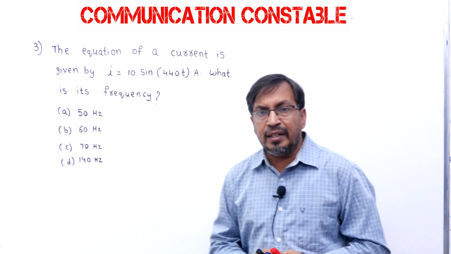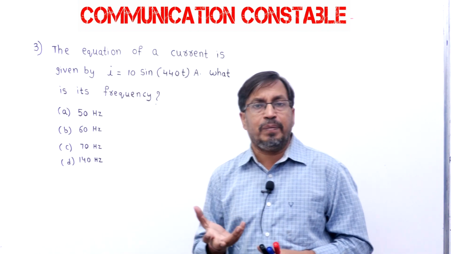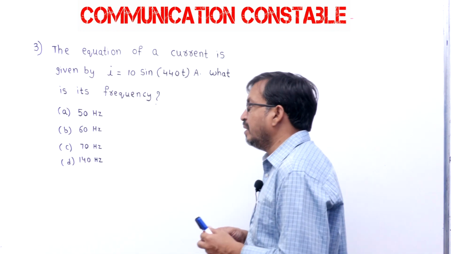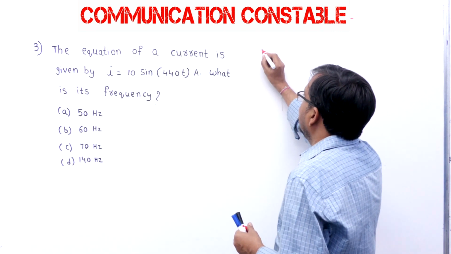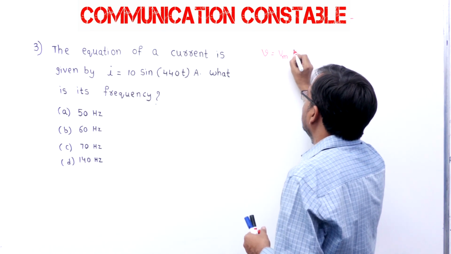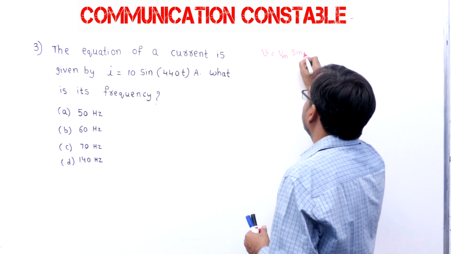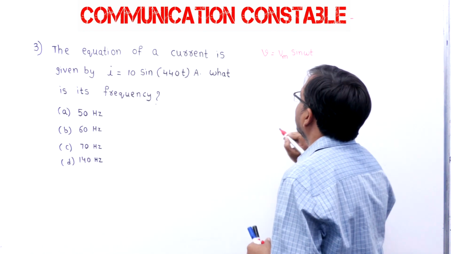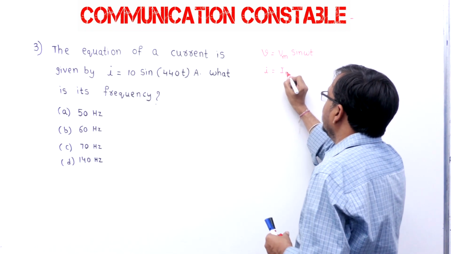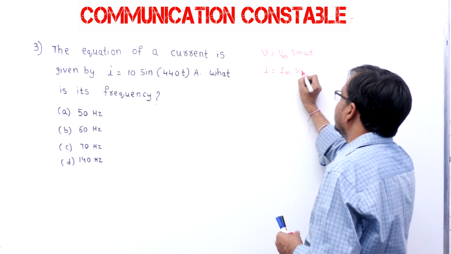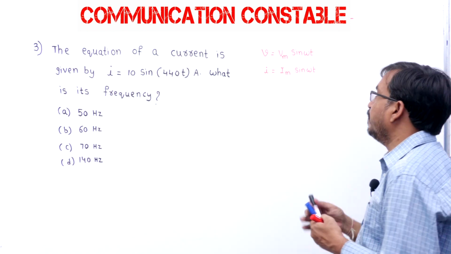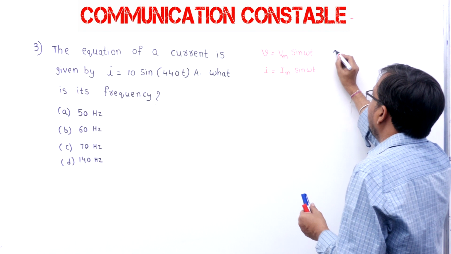Here an AC signal may be voltage or current. The AC signal is represented in sine form, that is V equals Vm sin omega t if it is voltage. Similarly, if it is a current, it is represented as I equals Im sin omega t. This is the trigonometric form. An AC signal can be represented in terms of a sine function.